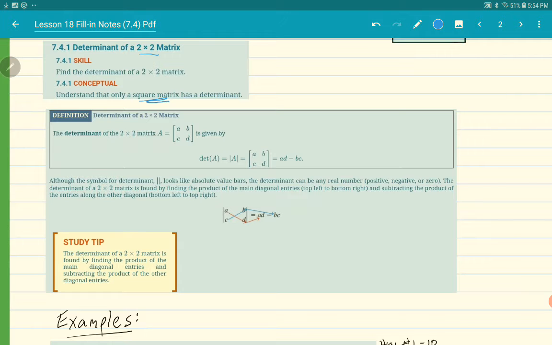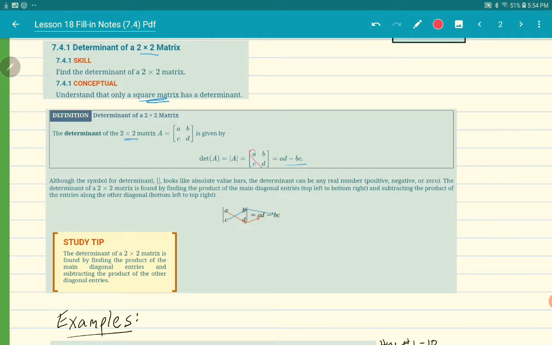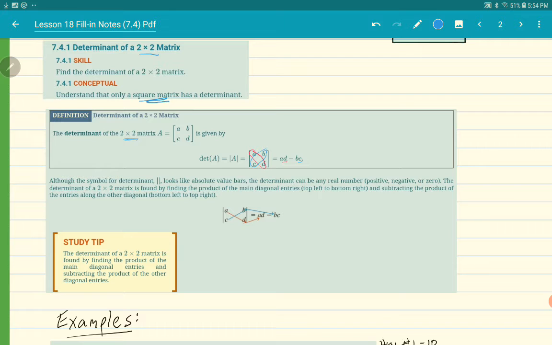Here's the definition. Of a 2 by 2 matrix, you can find it with this formula, where you have these two numbers, A and D, and then subtract these two numbers, B and C. You can see that process right here in the visual. So our study tip is the determinant of a 2 by 2 matrix is found by finding the product of the main diagonal entries and then subtracting the product of the other diagonal entries.